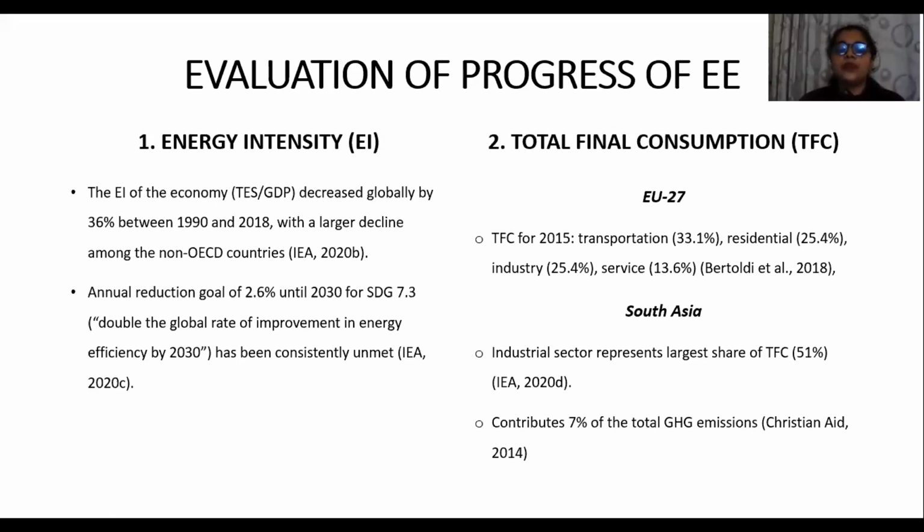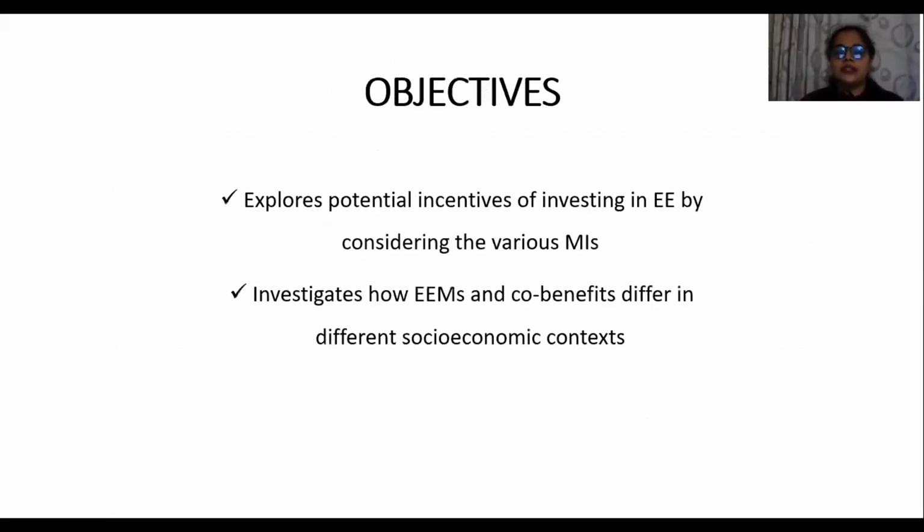But when we're talking about our global climate goal of limiting the average global temperature rise to 1.5 degrees Celsius, just focusing on the EU27 will not serve the purpose. Developing regions such as South Asia also need to be taken into account. Because energy efficiency has such an important role in limiting the temperature rise to 1.5 degrees Celsius, we wanted to see through our study how energy efficiency measures performed in these two regions, what kind of incentives motivated the uptake of different energy efficiency measures, and what kind of co-benefits these measures had.